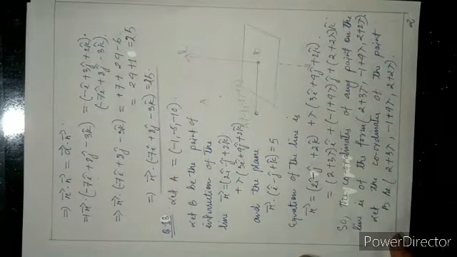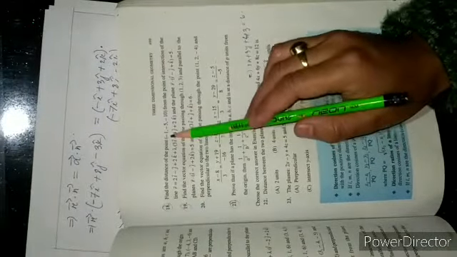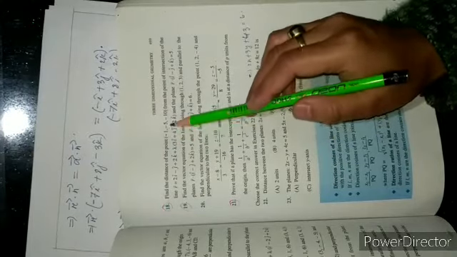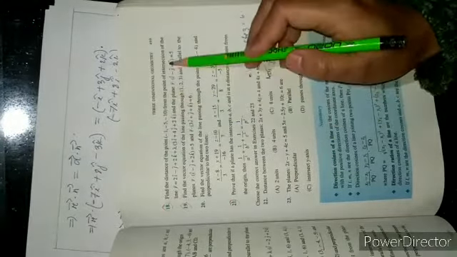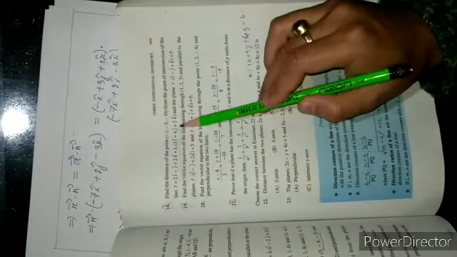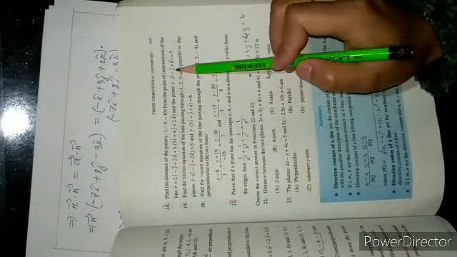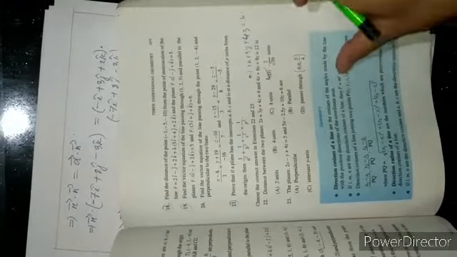Next, question number 18. Find the distance of the point with coordinates -1, -5, -10 from the point of intersection of the given line and the plane. We need to find the point of intersection of the line and the plane, and then find the distance.